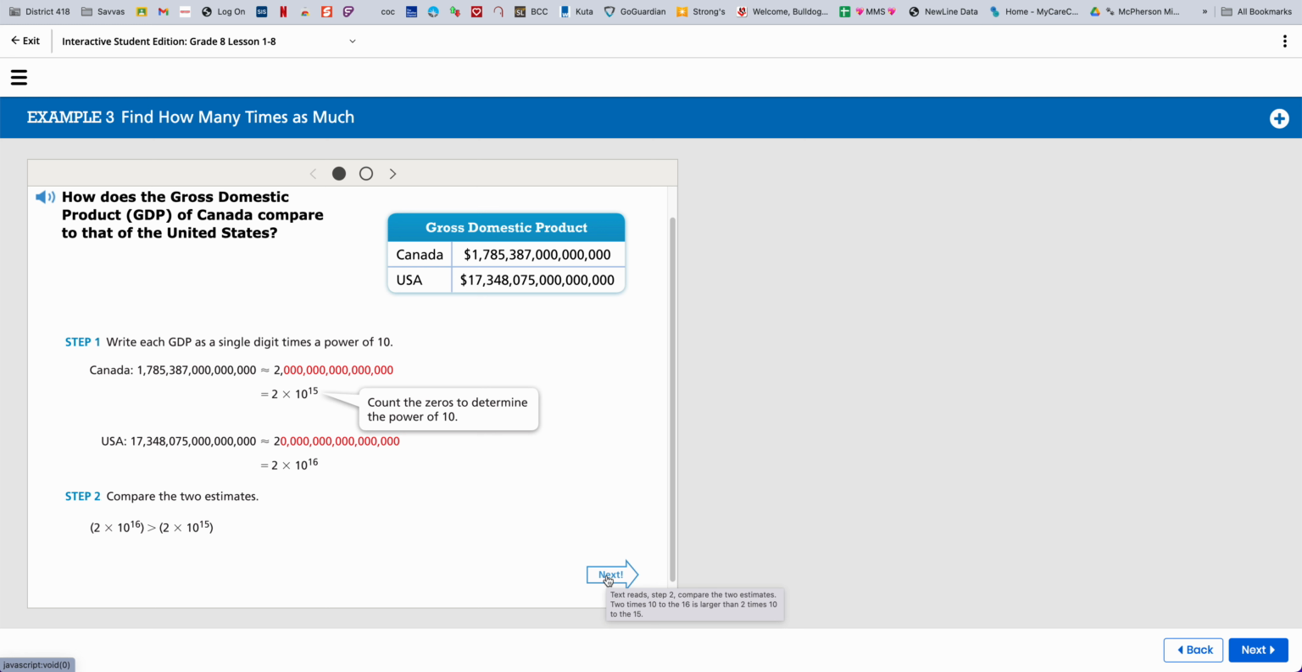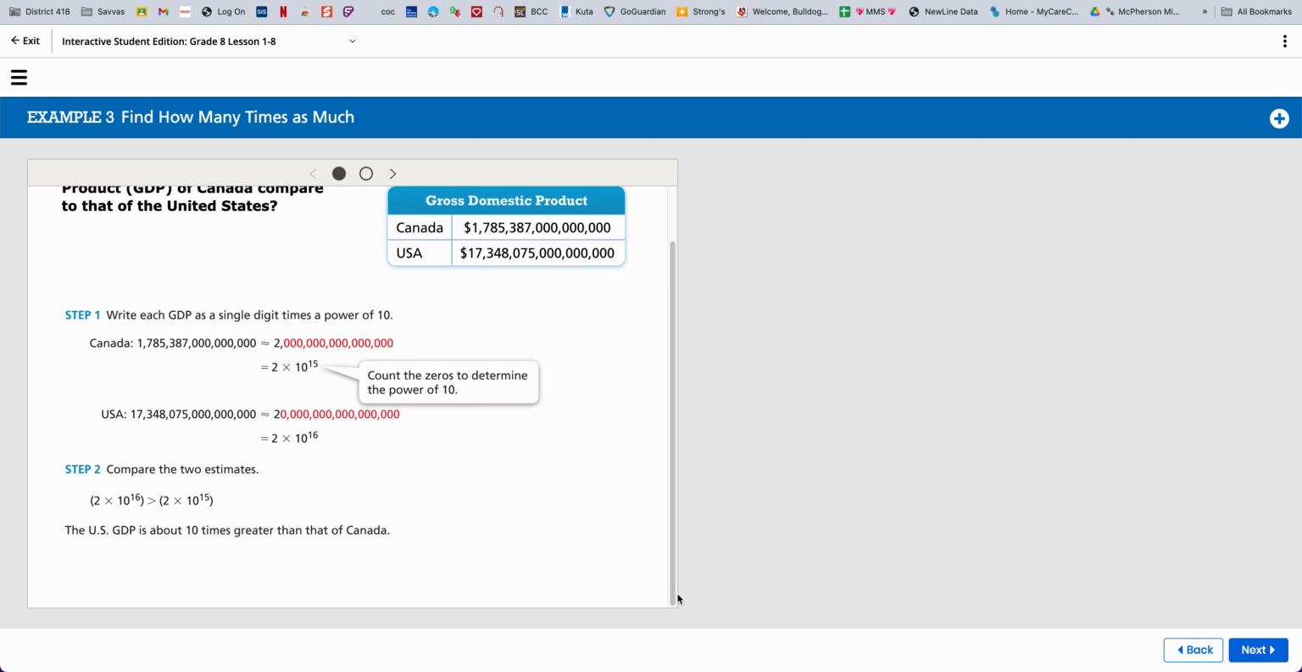No way. And how much bigger is it? It's about 10 times bigger. Well, I'd rather have 10 times more money than Canada. It's not a little.